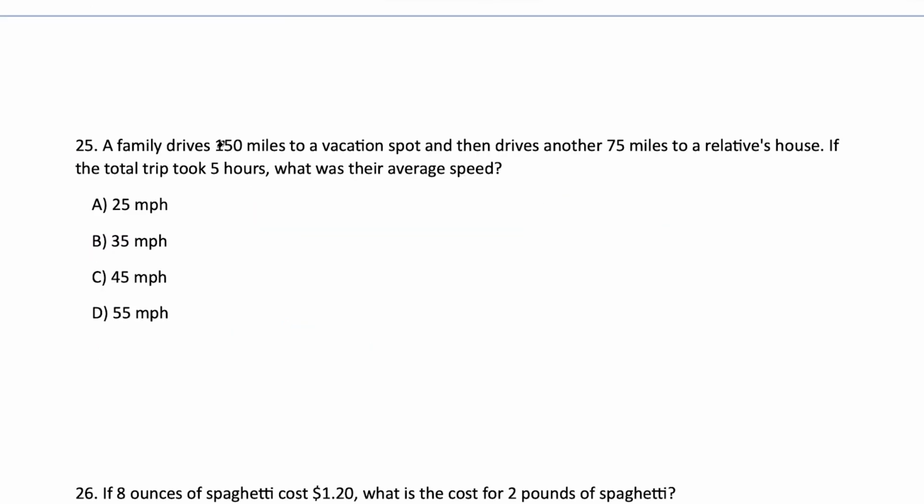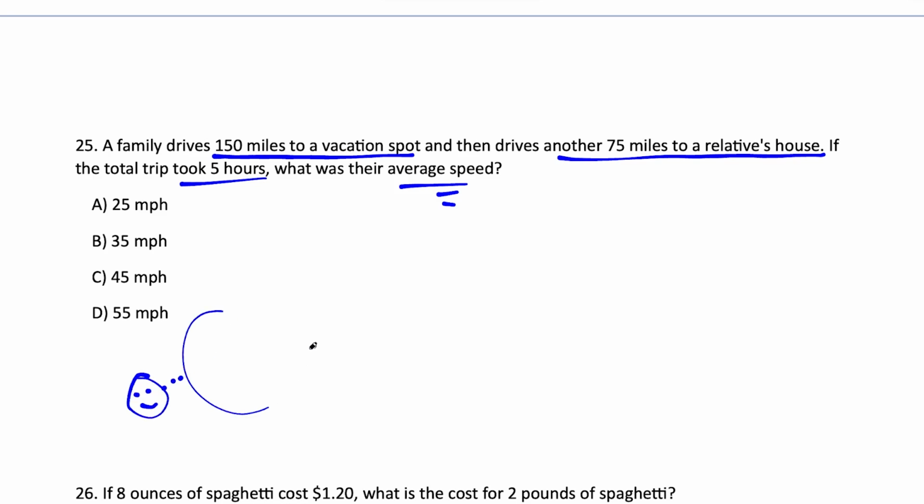Question 25, a family drives 150 miles to a vacation spot and then drives another 75 miles to a relative's house. If the total trip took 5 hours, what was their average speed? So for this question here, when you're trying to find speed, what you should be thinking about is distance traveled over time. Okay, so the amount of distance they covered and the total time it took for them to cover that distance. So we just have to be careful here.